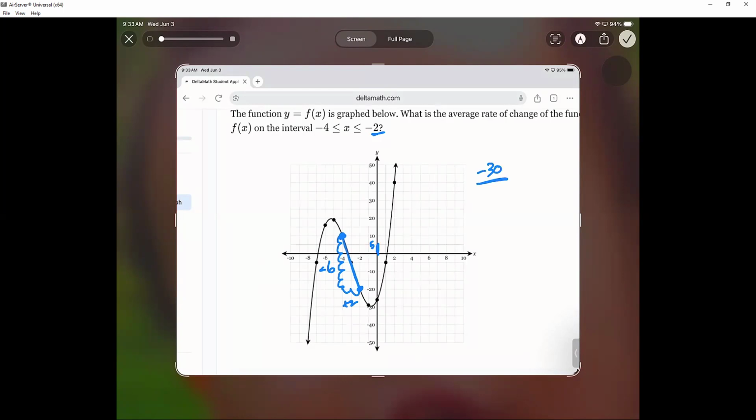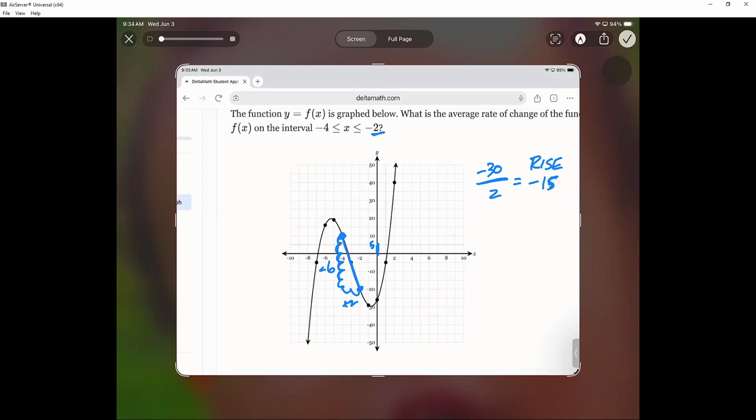And then the x's are going up by 1. So that would actually just be 2. So the slope for this is going to be a negative 15. Now I'm going to make sure everyone understands what I did. These blocks are going down by 5. So this is 5, 10, 15, 20, 25, 30.